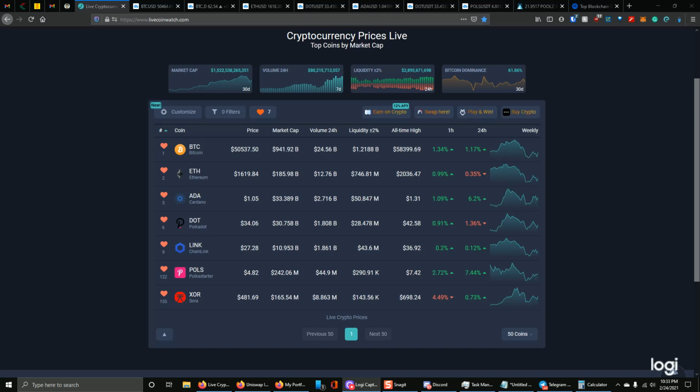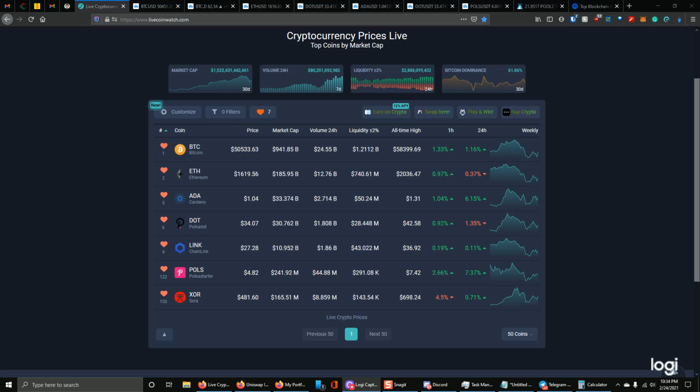So what I wanted to go over is the price watch chart, or Live Coin Watch chart, that I have up here. So this is also like CoinGecko. It's a portfolio tracker. I just put it here because my CoinGecko is full of a bunch of different things.